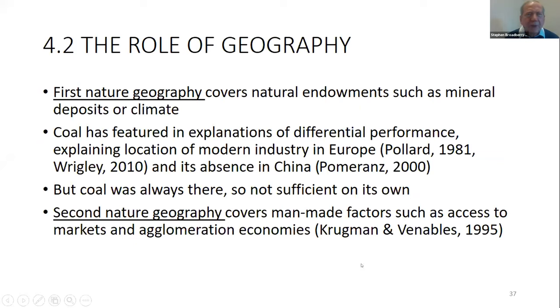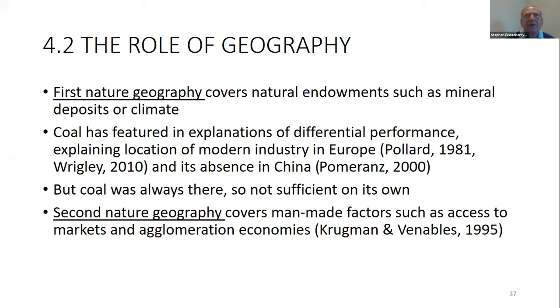The last part of my talk, I just want to devote to the role of geography. And here I think it's not just first nature geography that's important, although that does feature sometimes in explanations of the Great Divergence. So coal has clearly had an important role in explaining the location of modern industry in Europe. You can find that in the writings of Pollard and Wrigley. And it's also mentioned in the work on China by Pomeranz, as you know, the absence of coal in the right places.